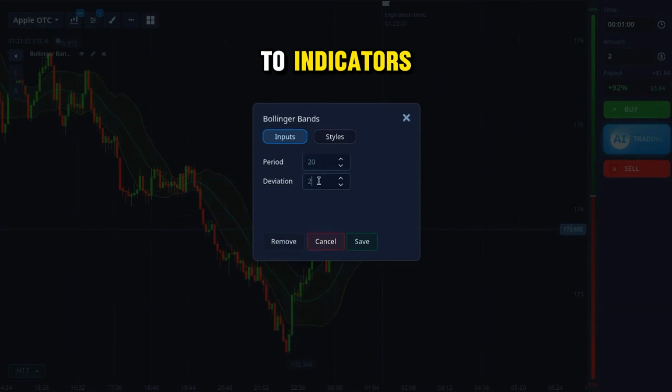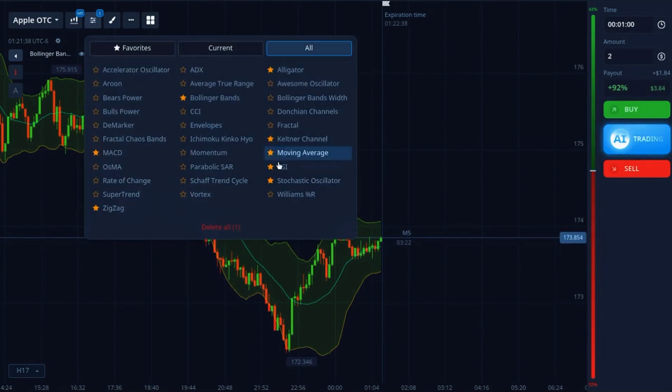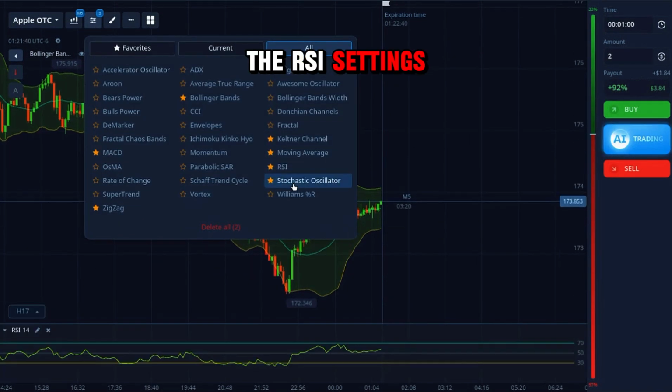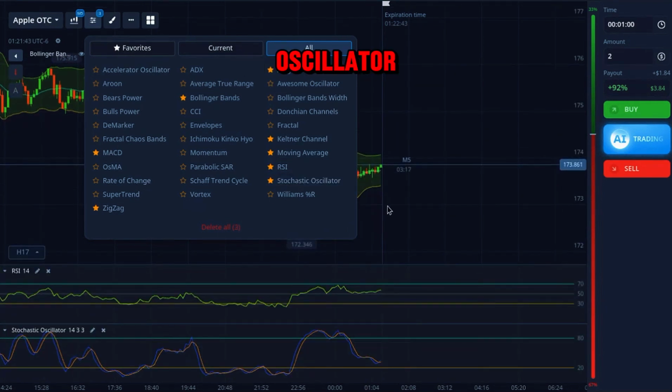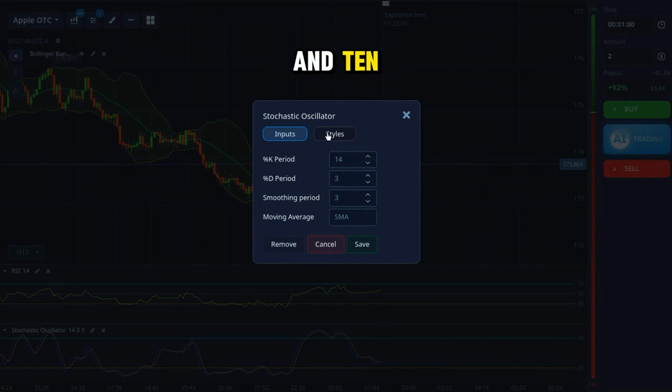Now go back to Indicators, choose RSI and Stochastic Oscillator. We can leave the RSI settings alone. On the Stochastic Oscillator, go to Styles and change the 80 and 20 levels to 90 and 10.